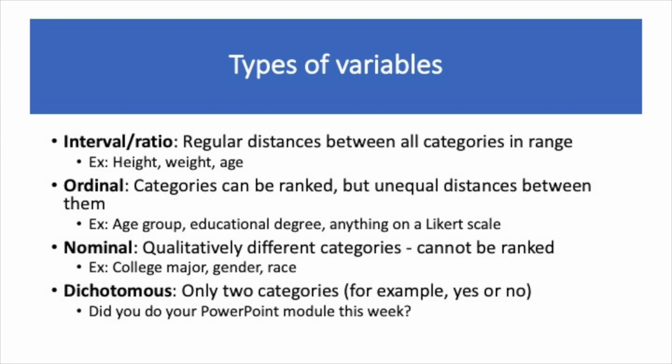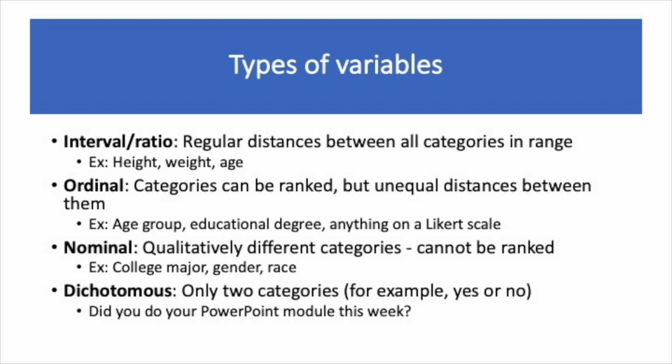Interval ratio variables are continuous variables, meaning there are many possible values that each participant can have for these variables. And they also have, this is an important characteristic, regular distances between all categories in the range. What does this mean? I think it actually helps to use an example. Let's take height. Maybe we're using height in our analysis because we're interested in health outcomes, and height is one component that we're going to incorporate in our analysis.